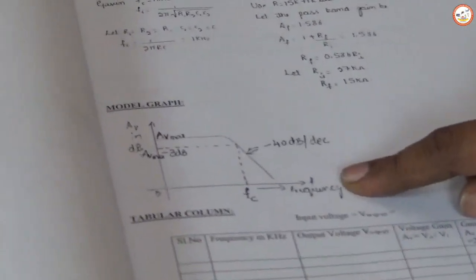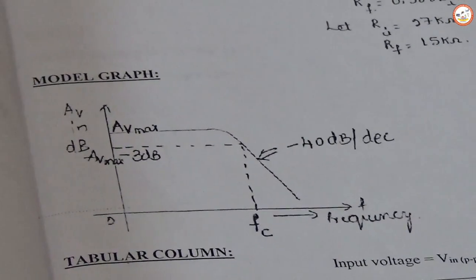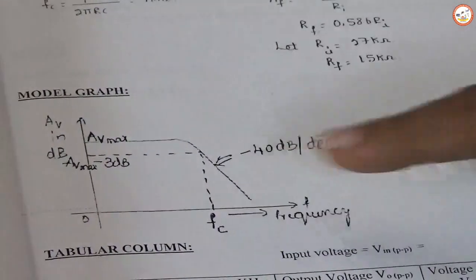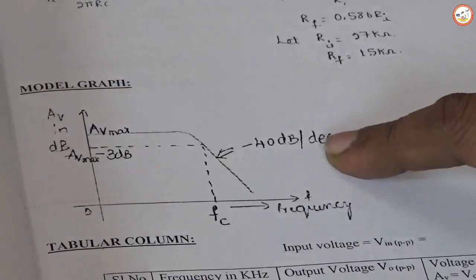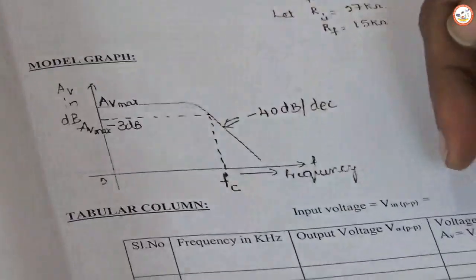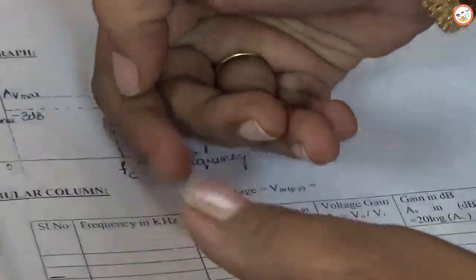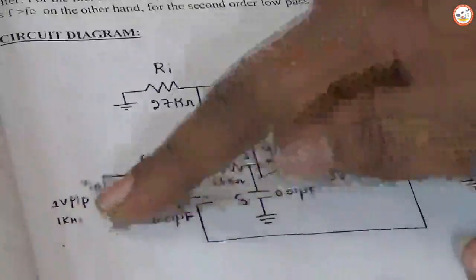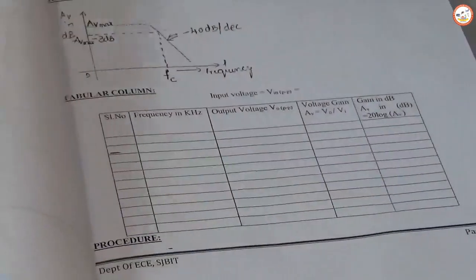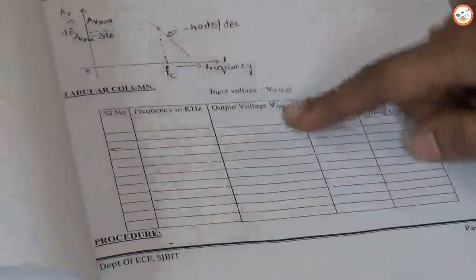This is the frequency response characteristic of the low pass filter. It passes the frequencies from 0 to FC. Next, this is the roll-off factor for the second order filter, that is -40 dB. Next, this is the tabular column. In this experiment we increase the input frequency from 10 Hz to 10 kHz, and note down the output voltage across pin number 6 in this tabular column.